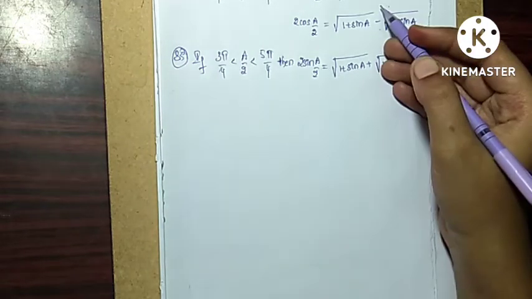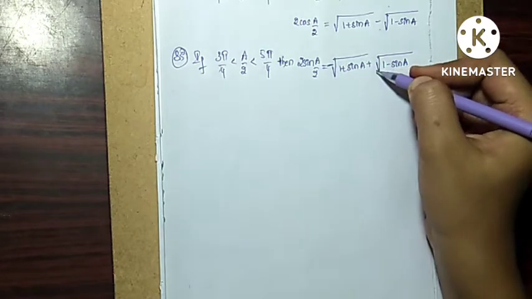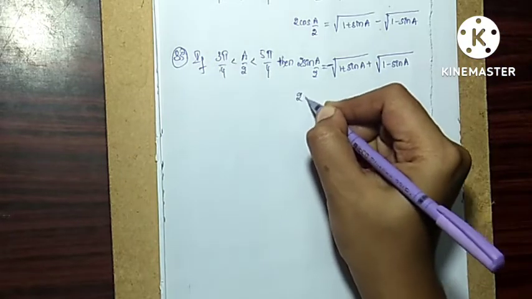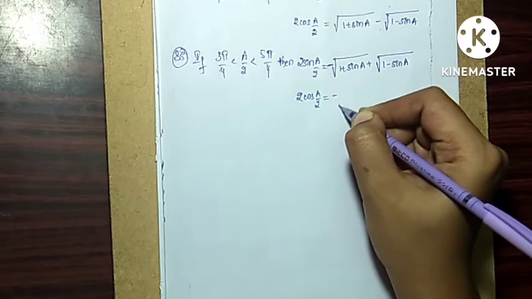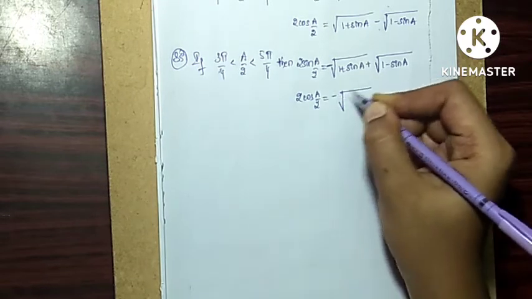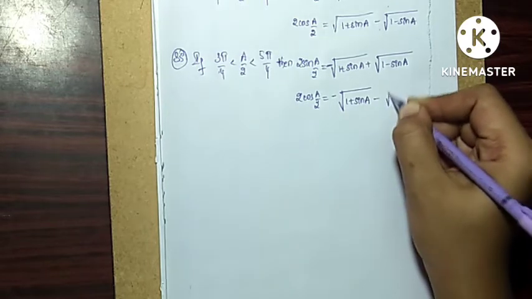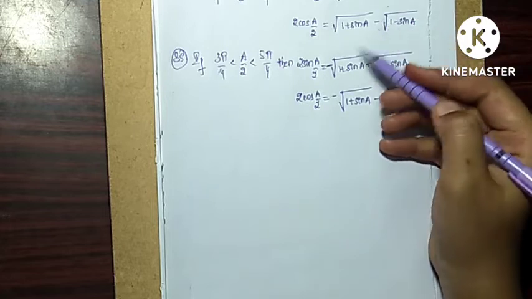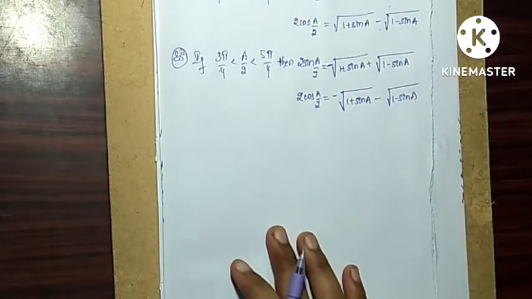It is quite similar, but here the signs change. This is minus root of 1 plus sin a plus root of 1 minus sin a. Next, for cos form, 2 cos a by 2 is equal to minus root of 1 plus sin a minus root of 1 minus sin a. For this, the formula here, the signs are just changed. Okay, minus signs.